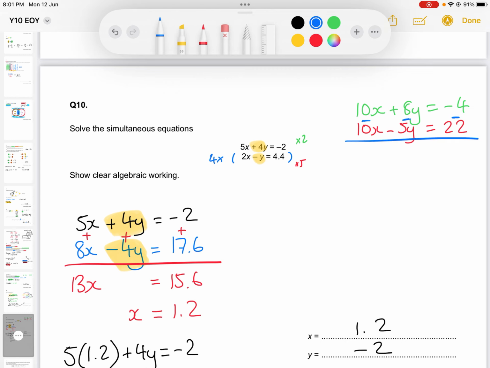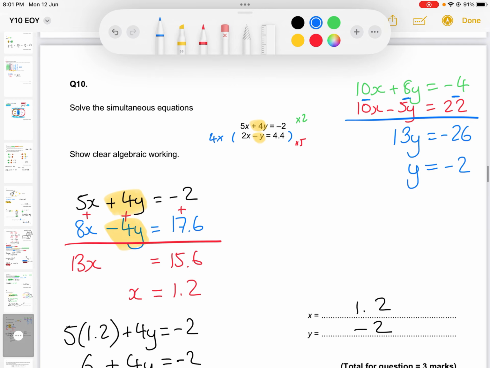And we've got to do the same with the other two terms here. 8y minus 5y is going to give us 13y. This will let me write, yep, 13y. Minus 4 take away 22 is going to give us a negative 26. We then divide both sides by 13, and that gives us our minus 2. Then sub that back into either of the equations to start with.